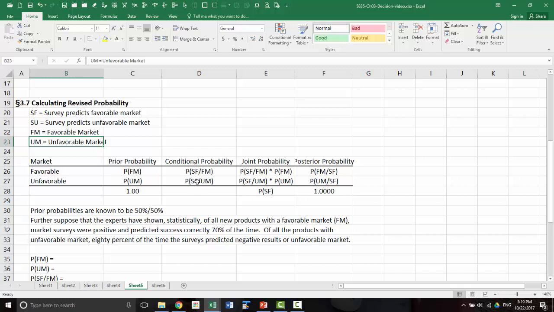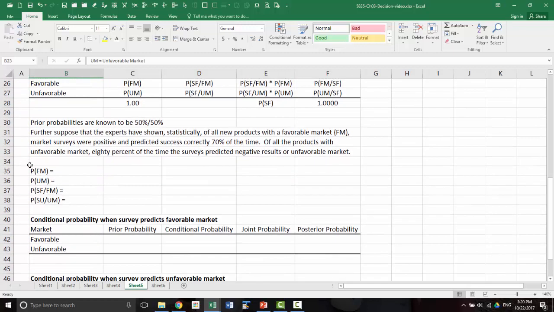Once you have these conditional probabilities, then you can multiply the prior and conditional probabilities, and that will give you the joint probability. Joint probability that the survey predicts favorable and market is favorable, and survey predicts favorable and the market is unfavorable. Since these two are mutually exclusive and collectively exhaustive, the sum of these two joint probabilities will give you the probability that the survey will predict a favorable market, and when you divide that into each of the joint probabilities, you get the posterior probability or the revised probabilities for the market conditions.